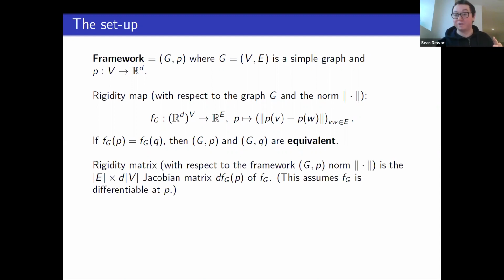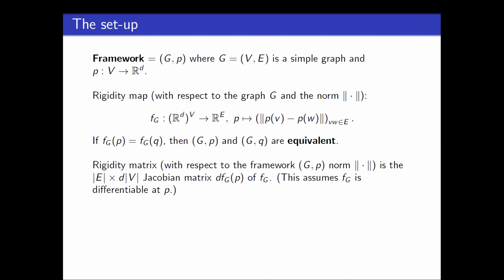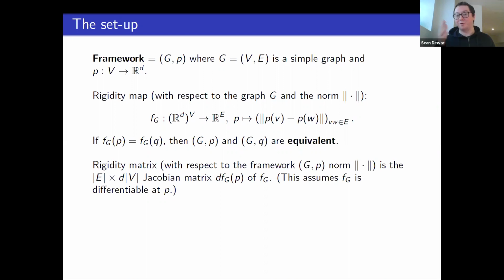We've also got this idea of a rigidity matrix. This is just going to be the derivative of the rigidity map. This is similar to what it is in the Euclidean case. It's just a derivative of the rigidity map. You maybe want to multiply through rows by some constants just to make things a bit nicer, but that's roughly what it is. I put the Jacobian matrix, you can think of that, or the total derivative. There's a few different names for it. Importantly here, I've assumed that Fg is differentiable at P, which I'll cover a bit more later on.